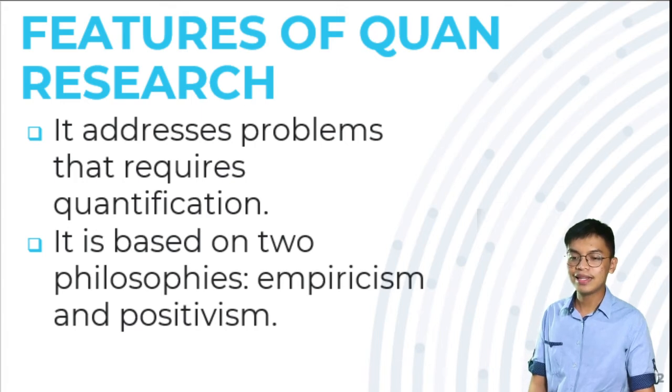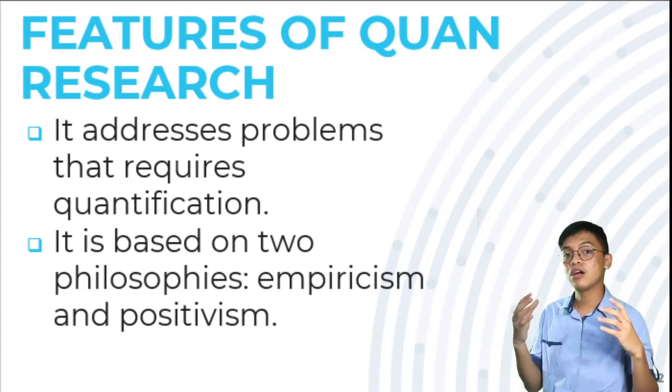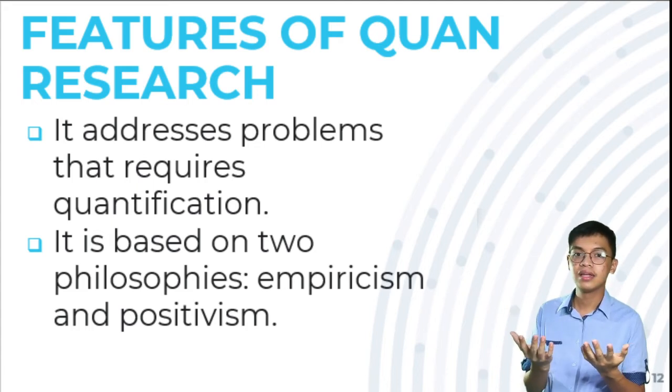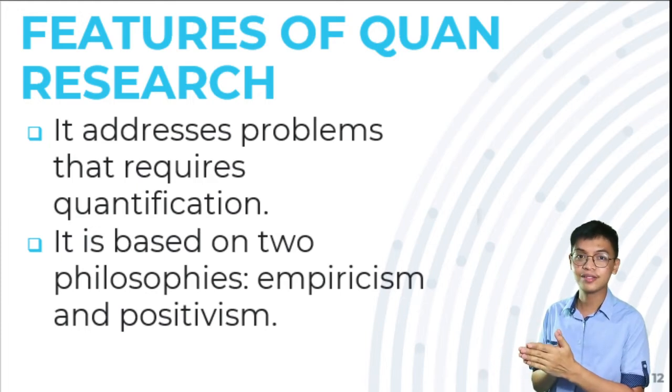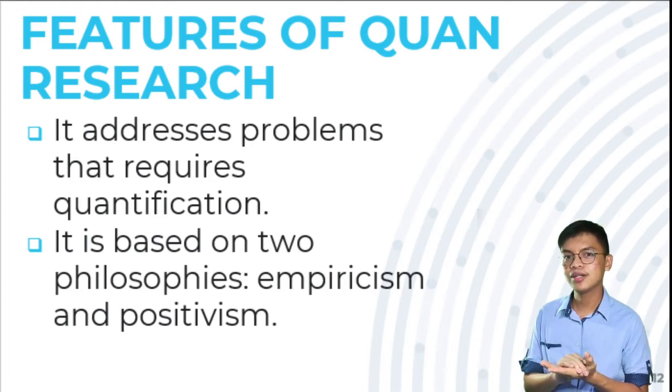Quantitative research addresses problems that require quantification. When we say quantification, we are measuring things. This is why it's called quantitative research in the first place, because we are measuring things. Quantify, numbers. Why do we need to measure things, sir?